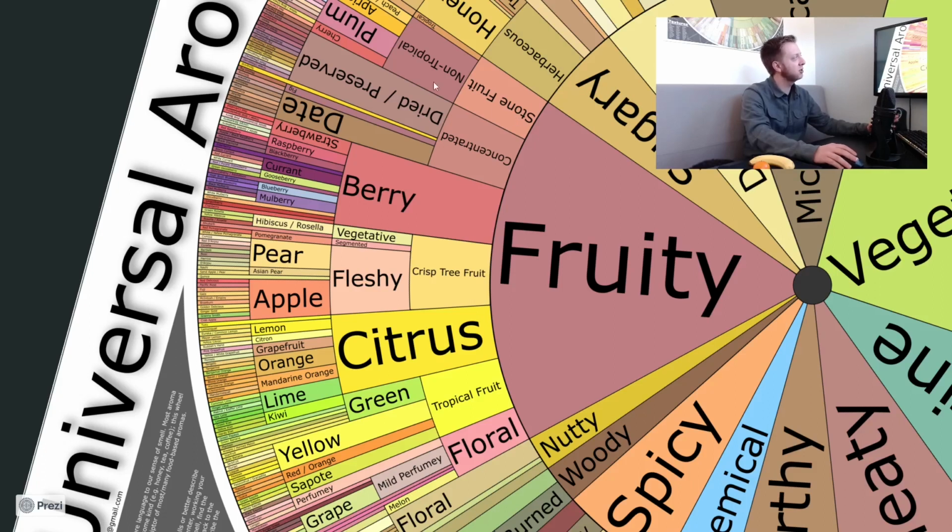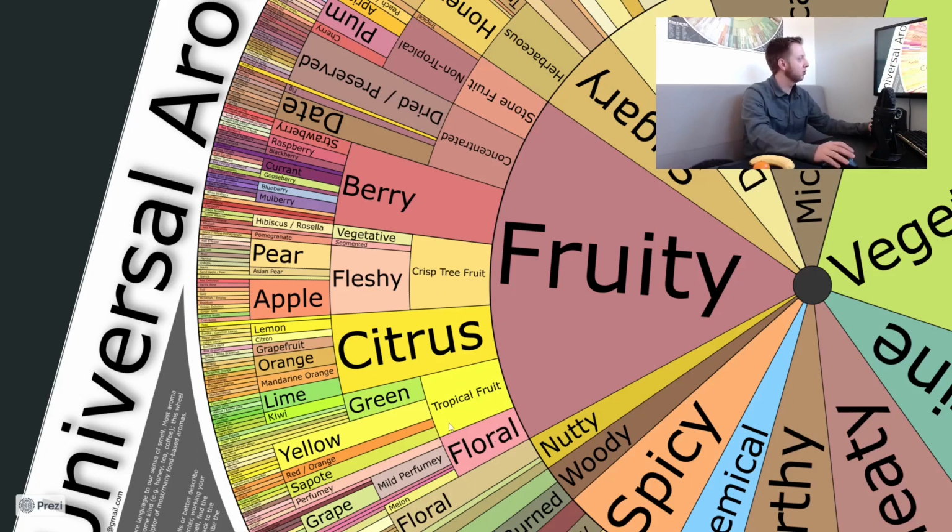We start off with stone fruit and then move to concentrated as a category, which contains some fruits that are most of the time eaten in a dried or preserved way, but then also includes the preserved form of several types of fruit. We then have a berry category. We have something that I called the crisp tree fruit category. We have the citrus category, the tropical fruit category, and then finally the floral category.